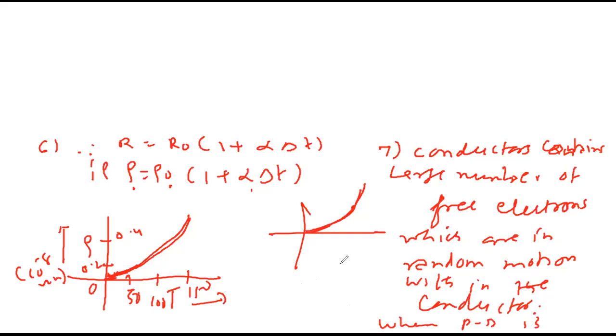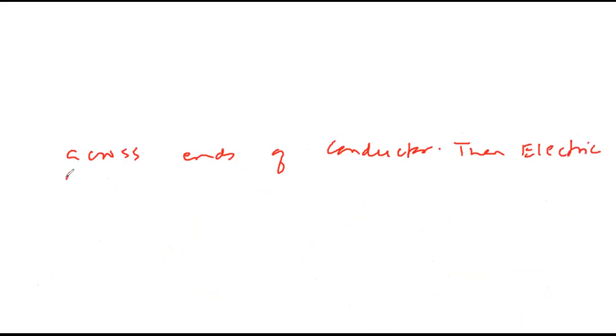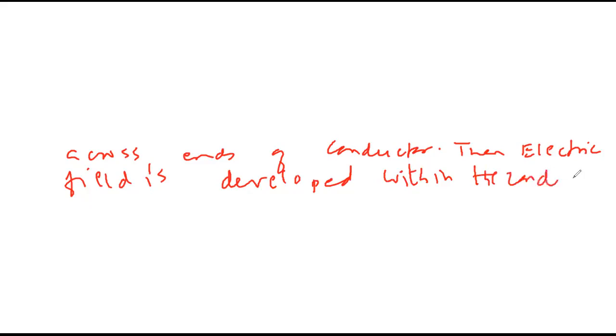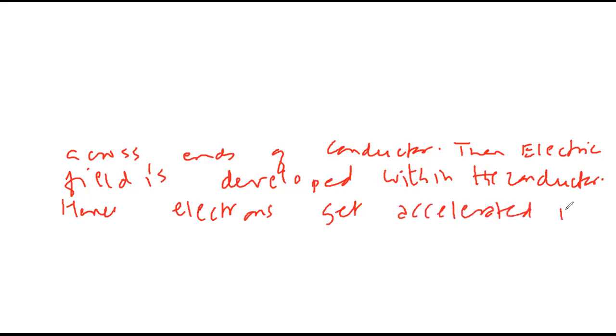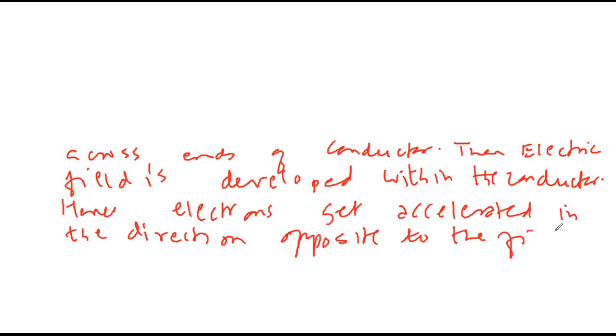When potential difference is applied across the ends of the conductor, then an electric field is developed within the conductor. Hence, electrons get accelerated in the direction opposite to the field.